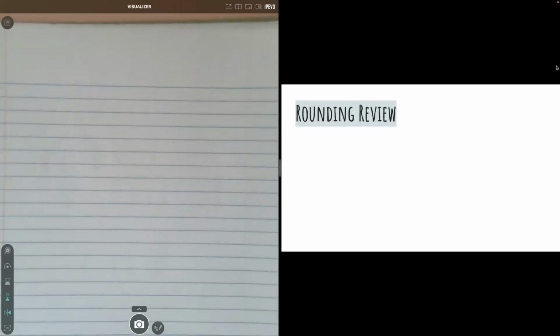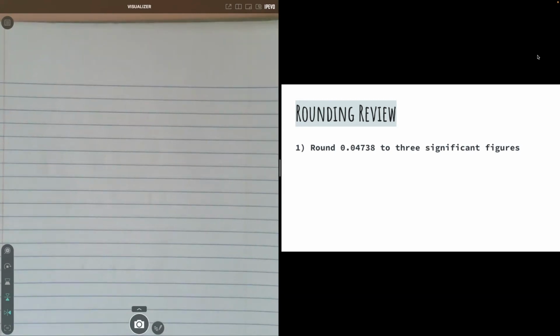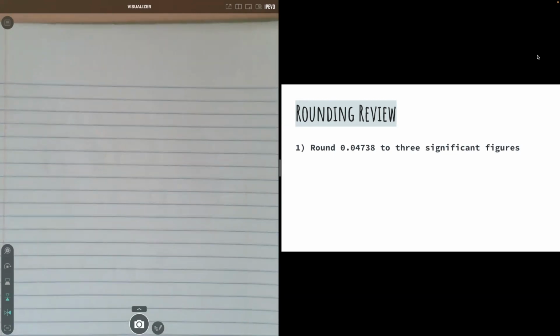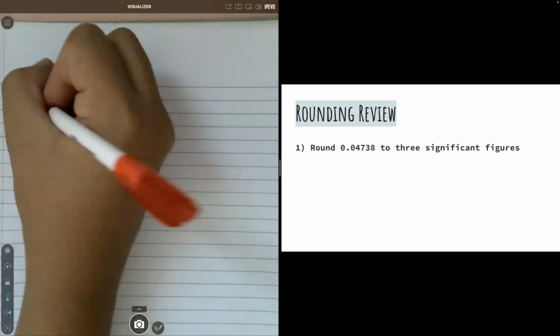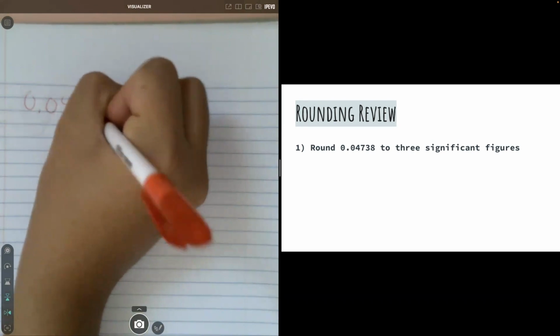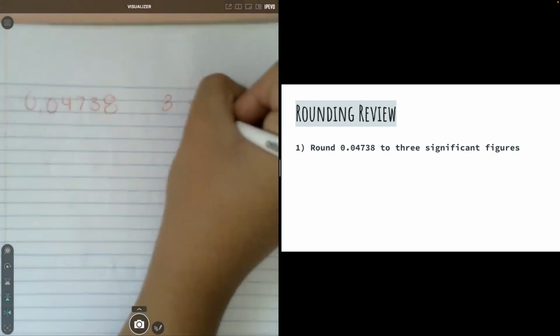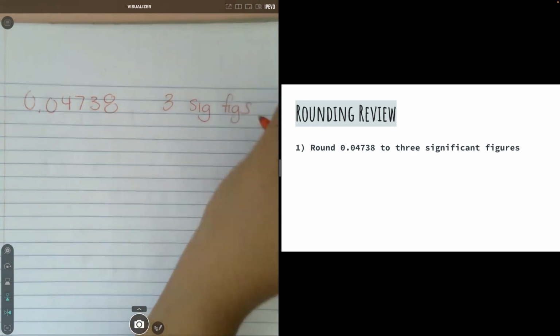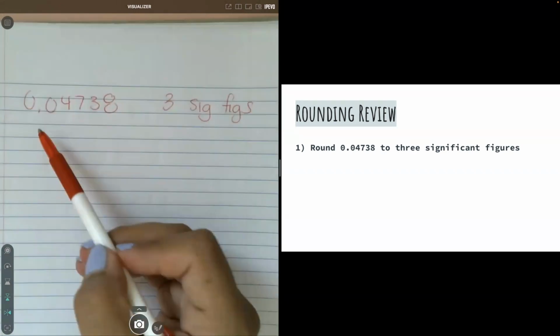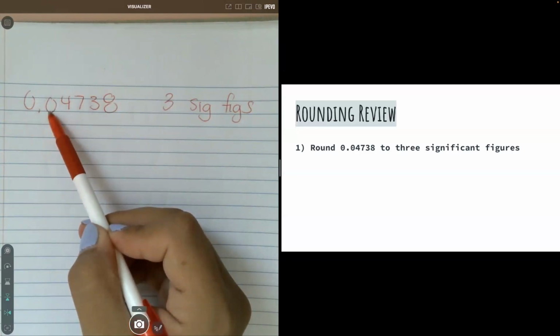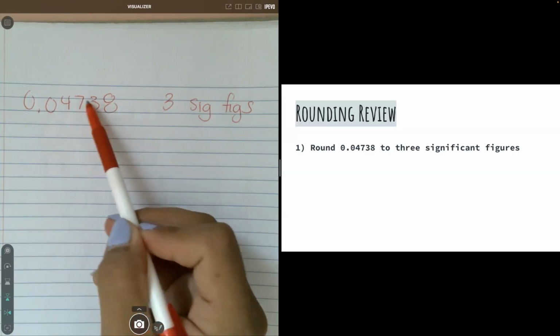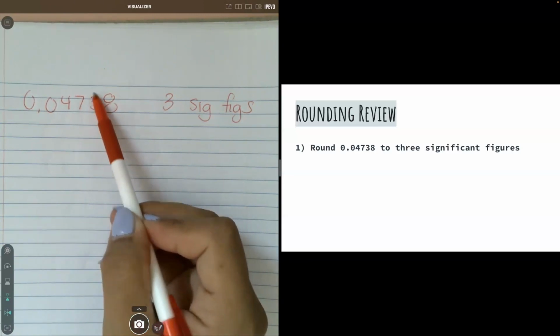Before we get into the new stuff, you would have to review rounding. So we did this in the first lesson for this module, but now it's using significant digits to round. So number 1, rounding 0.04738 to 3 sig figs. Right, so we want 3. Looking at this number, the left-hand zeros would not be significant, and you would start counting at the 4. So 4, 7, 3, that's our third significant digit, right?